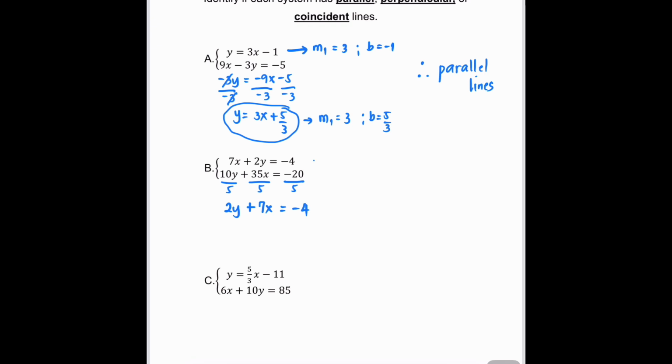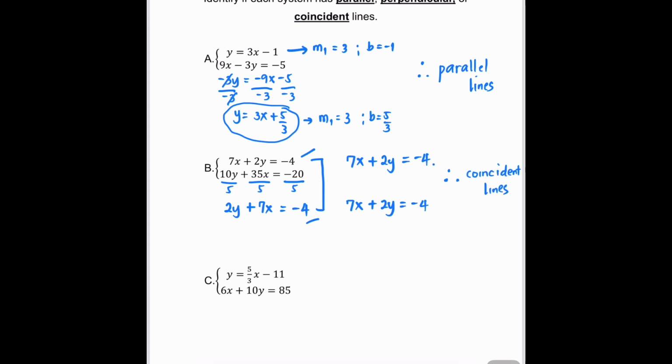And if you take a look, this is equation 1, and this is equation 2. So they are exactly the same. So the second equation, if you arrange that, you have 7x plus 2y equals -4. Same goes with the first one. So since the two equations are exactly the same, we can conclude that for the second system, the lines are coincident.